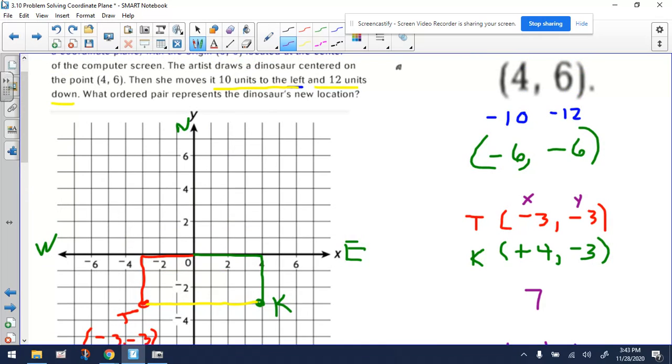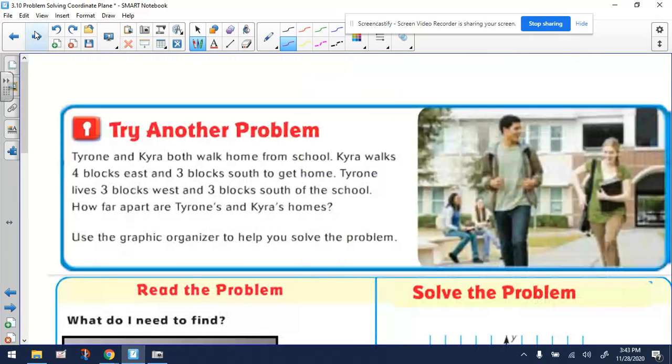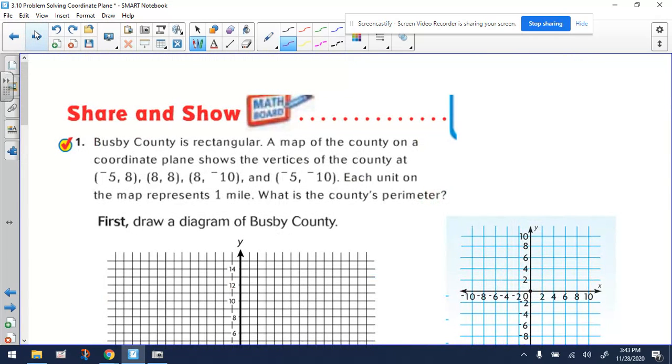All right, so another example, let's look at something. Let's find one that, actually this one's kind of tricky. It says Busby County is rectangular on a map, or I can't even read today. Busby County is a rectangle. A map of the county on a coordinate plane shows the vertices of the county at, and they give you these 4 coordinates. Each unit on a map represents 1 mile. What is the county's perimeter?